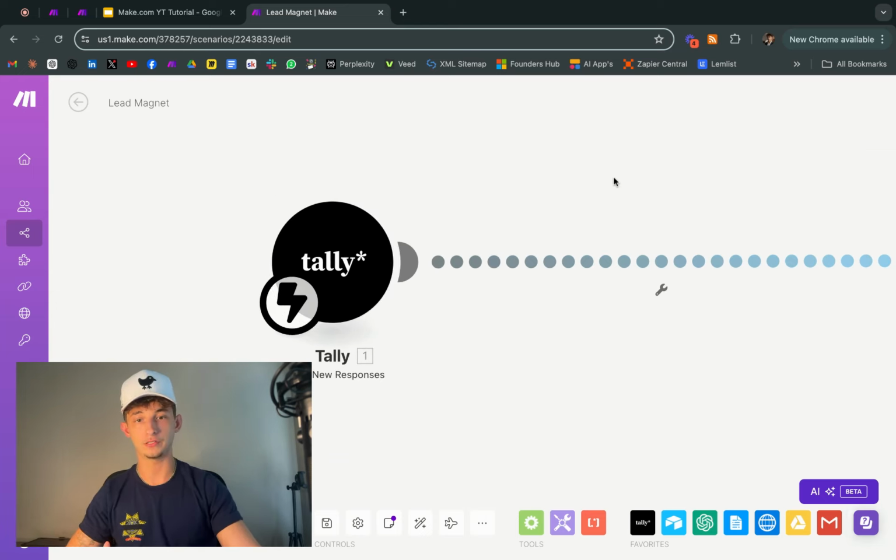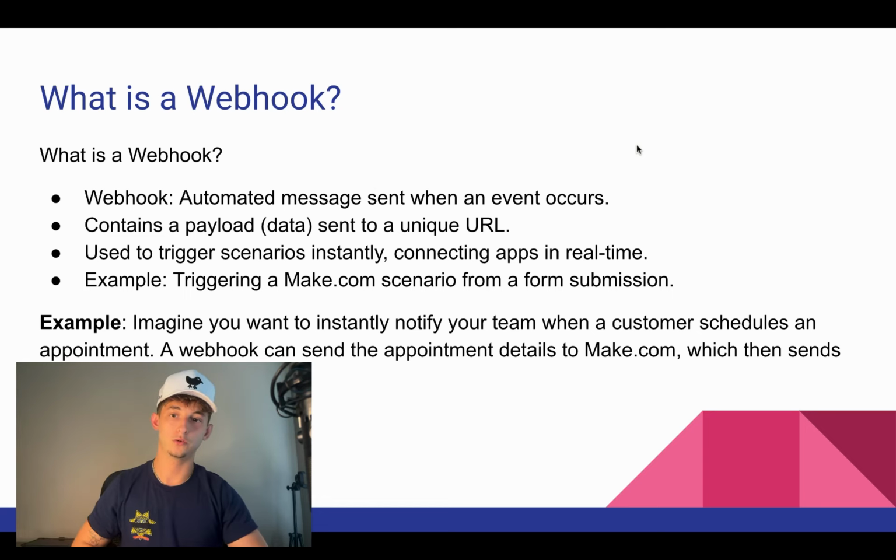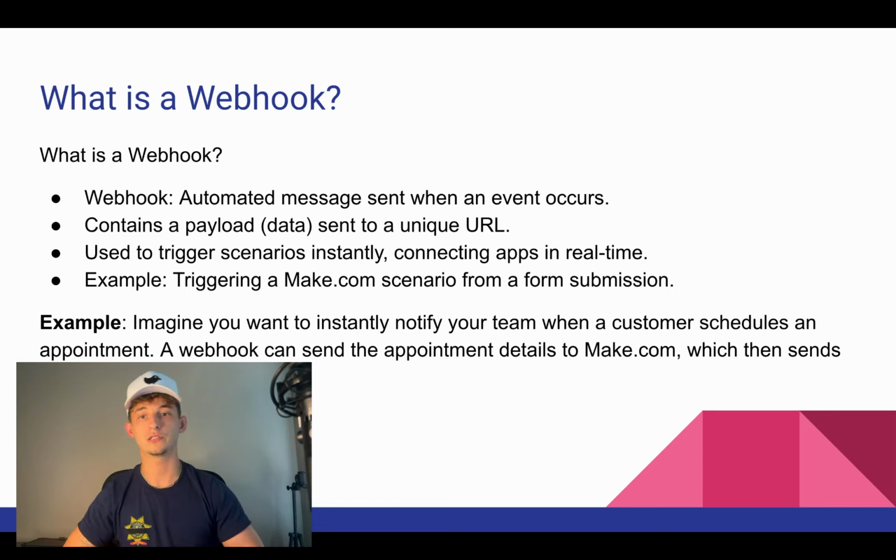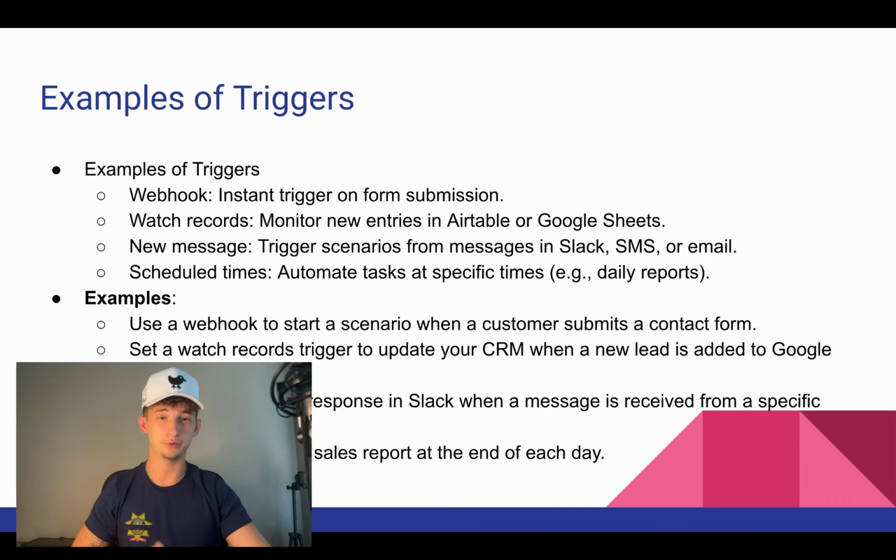Let's go to the next section, getting into webhooks like I mentioned. So what is a webhook? Basically, this is an automated message sent when an event occurs. It contains a payload, also known as data, just sent to a unique URL. As I was talking about with sending that URL to Stripe, it's sending that payload or that data, so it's just allowing it to communicate. An example of this is triggering a make.com scenario from a form submission. Imagine you want to instantly notify your team when a customer schedules an appointment. A webhook can send the appointment details to make.com, which then sends a Slack message to your team. That's an example of a pretty simple automation.